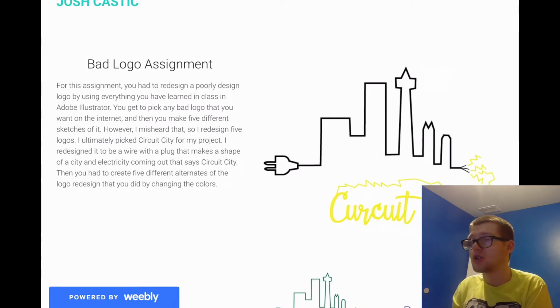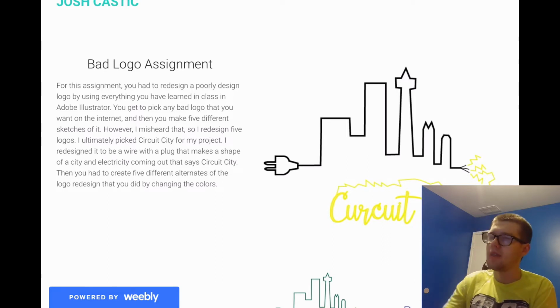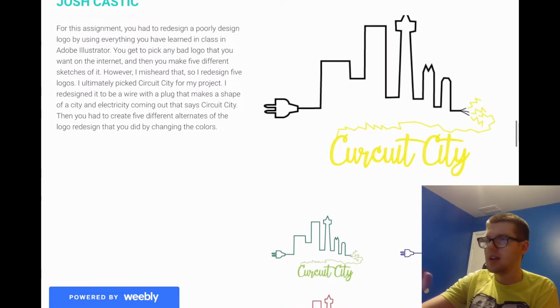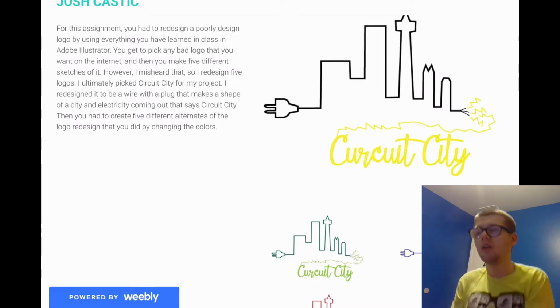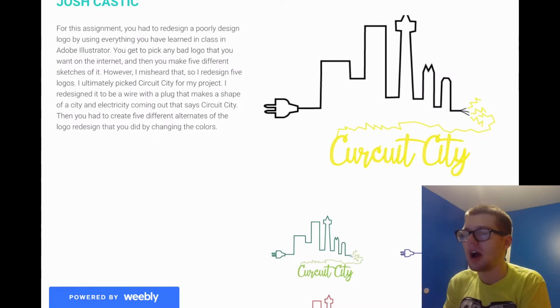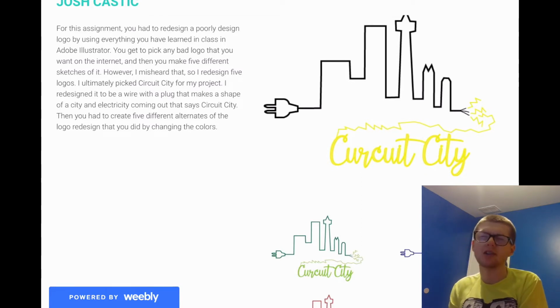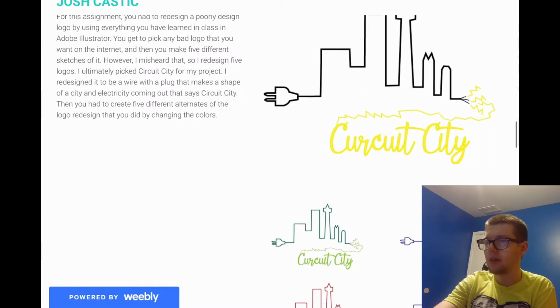Another bad logo. This is where you take a bad logo and make it good. Obviously Circuit City doesn't exist anymore, but in this one you have a city and a plug, and it shows electricity. So I think it's a pretty cool logo. I also had another idea where you do a circuit board type thing as well. So there's that.